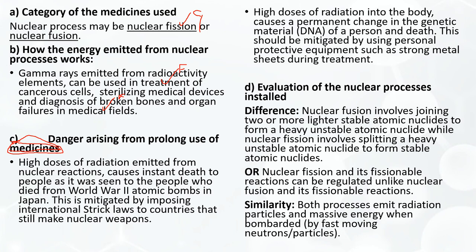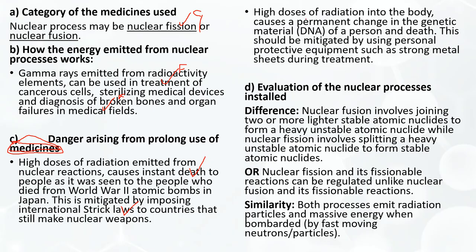So the gamma rays. They want us to talk about the danger, but as we say, you explain the danger, and then you put the mitigation. So you're saying that high doses of radiation emitted from nuclear reactions cause instant death to the people, as it was seen to the people who died from World War II atomic bombs in Japan. This can be mitigated by imposing international strict laws to countries that still make nuclear weapons.